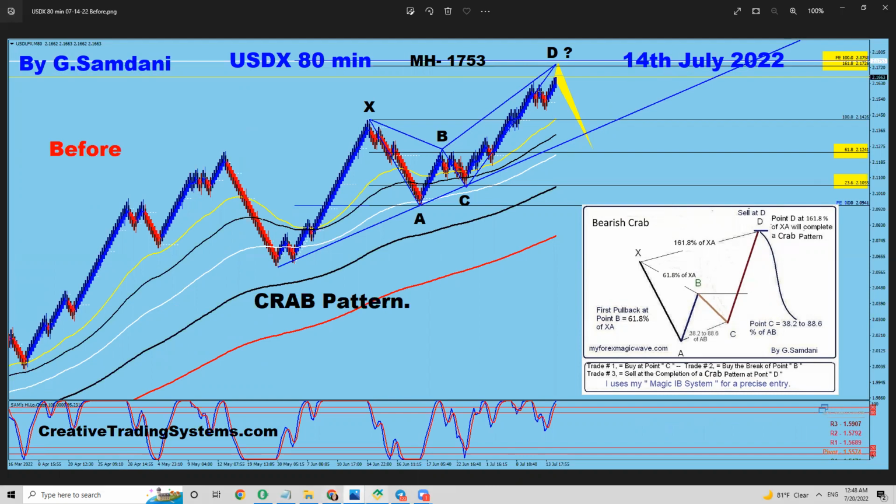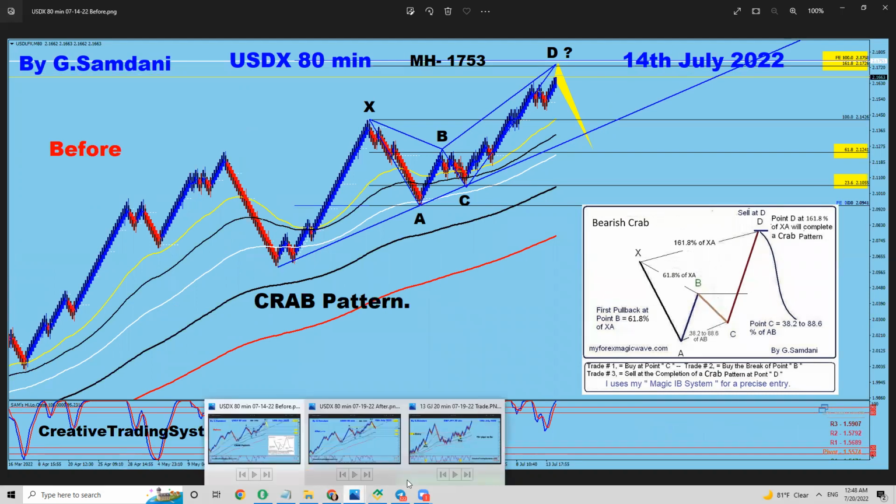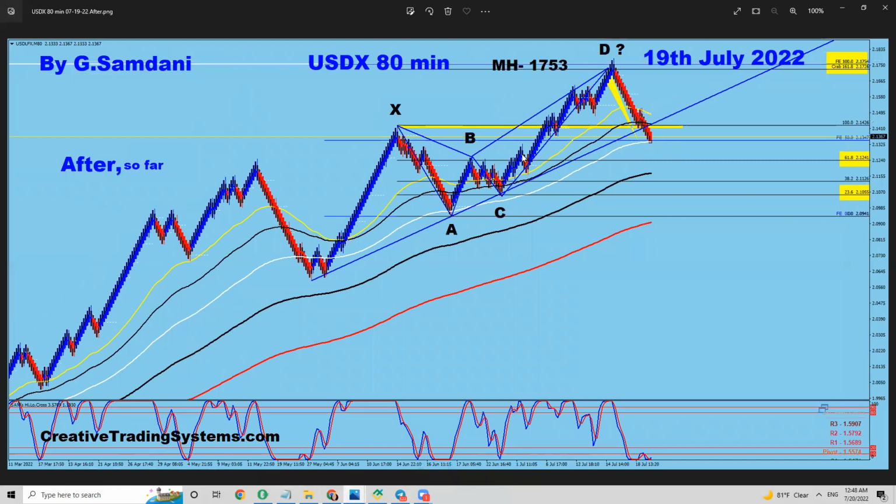So what happened as of today? This happened exactly. It came down here, not at exactly this one, but it came down here after going up and then hitting 1753, start to come down, and this is where we are now.